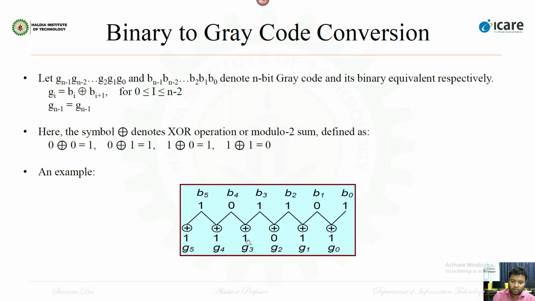And then again this 0 is going to be XORed with this 1 and the result is 1 again. This one, B3, is going to be XORed with B2 and the result is 0, as 1 1 is 0. And again this 0 and this 1 are going to be XORed and the result will be 1. So the final gray conversion from this binary number is 1 1 1 0 1 1.